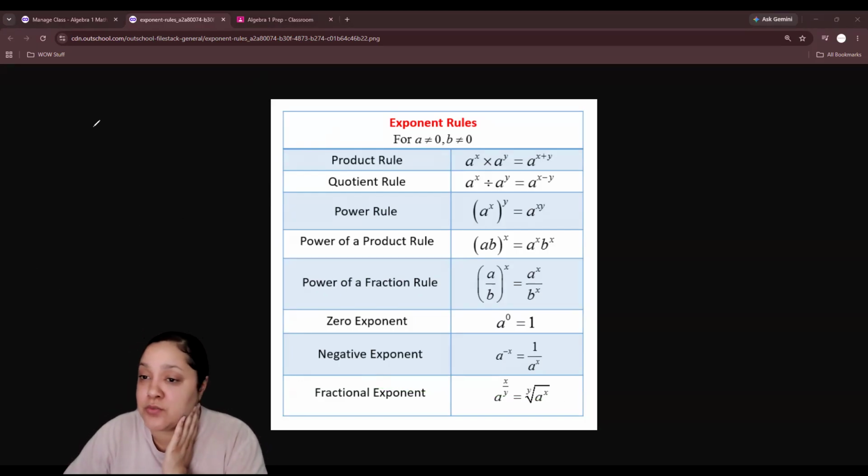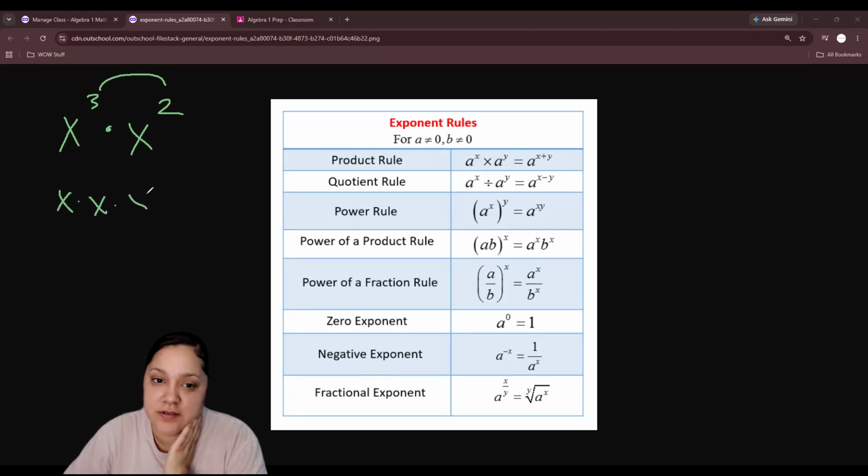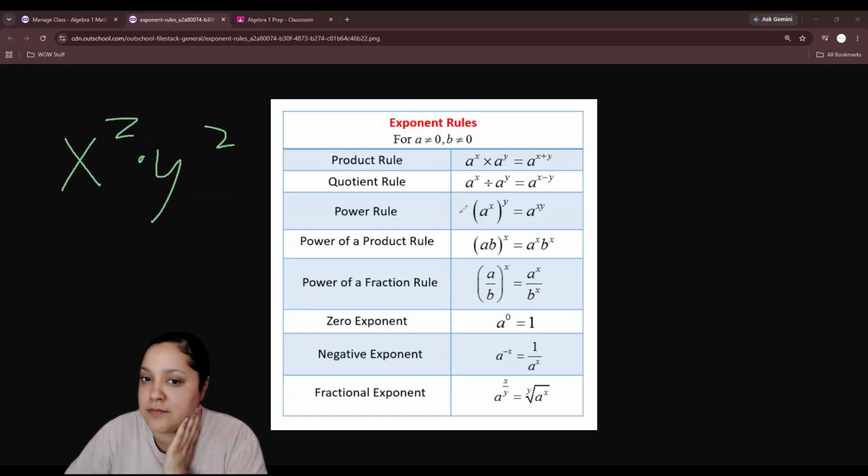All right, so the product rule is when you're multiplying. So when multiplying exponents, you don't actually multiply them. You do not do 3 times 2. You add them. So if I have 3 here and 2 here, then I have 5, x to the 5th. And so that's the product rule here. You can see they added the exponents. Your bases must be the same. If they are different, you cannot combine them. You would leave it as is.